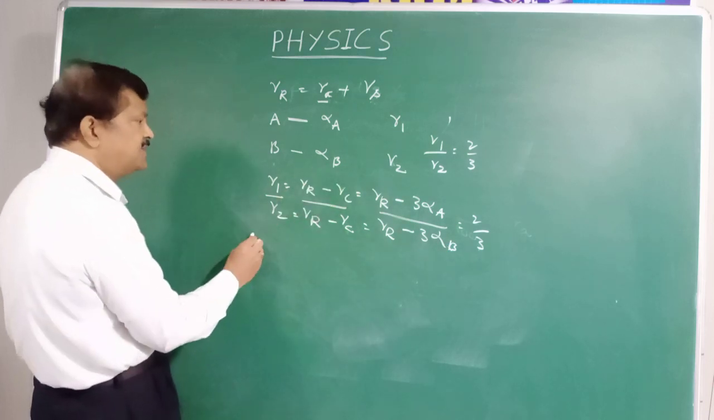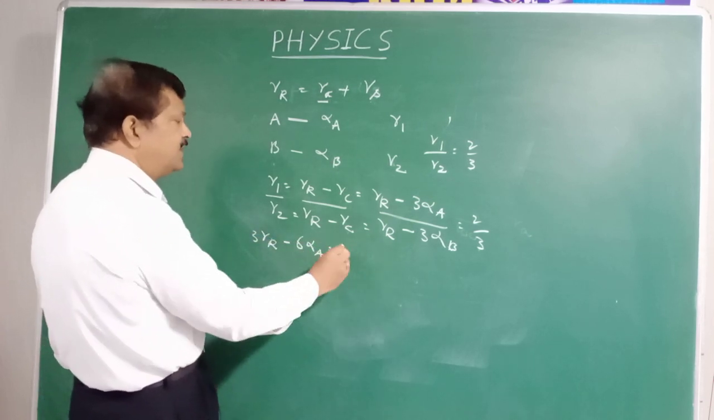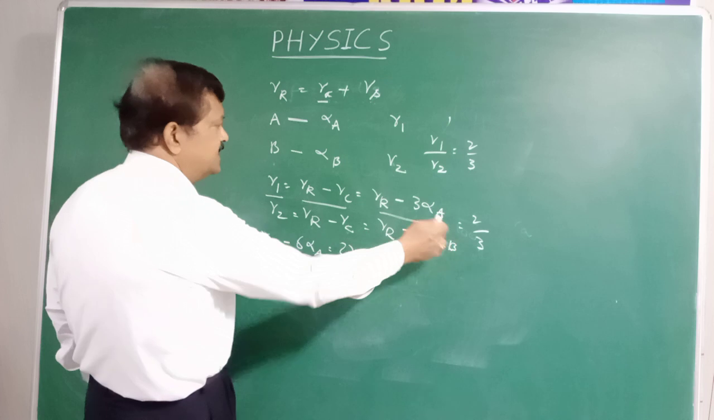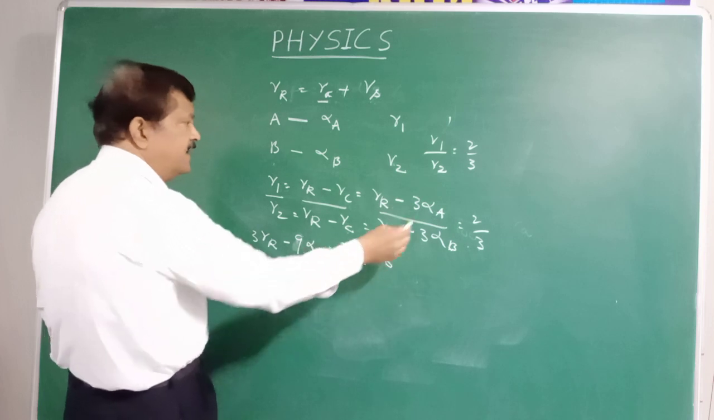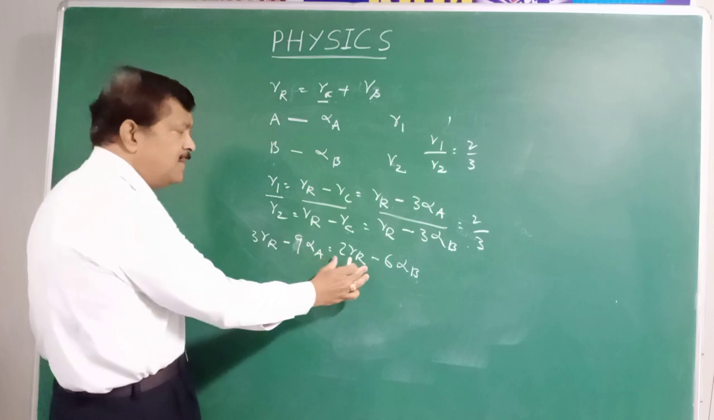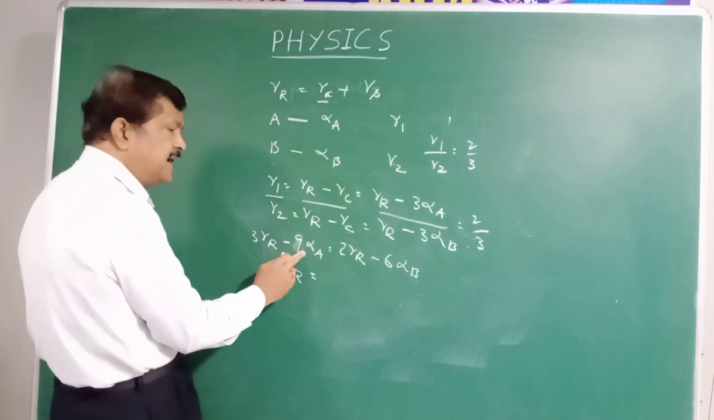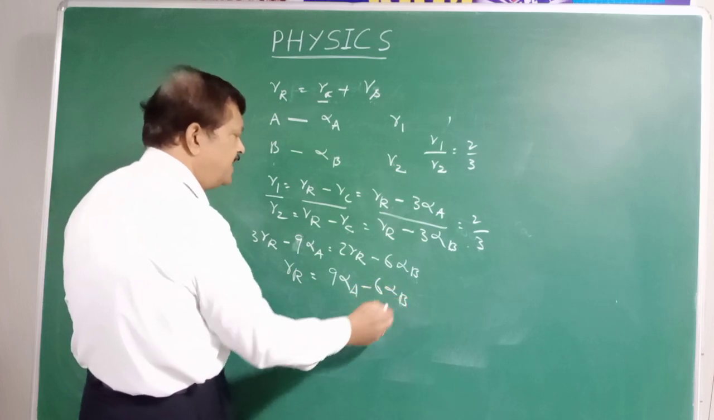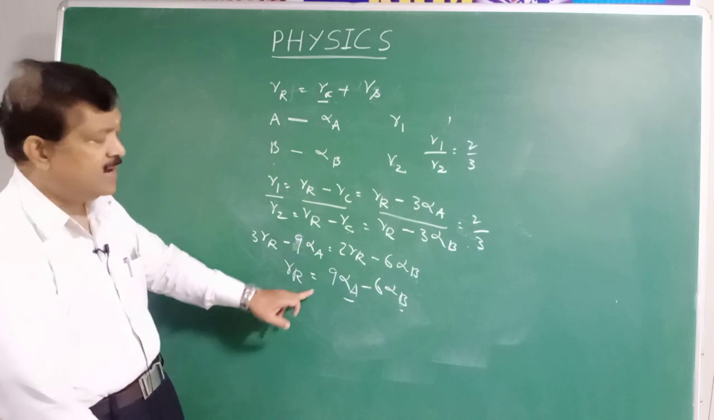If you take the cross multiplication, it is 3 of gamma R minus 6 alpha A, that will be equal to 2 gamma R minus 6, this is 3 into 3, 9 alpha B. So 3 gamma R minus 6 alpha A equals 2 gamma R minus 9 alpha B. We have 3 gamma R here, 2 gamma R here. Bringing this to this side, and taking the alpha term to the other side, it becomes gamma R equal to 6 alpha A minus 9 alpha B. So in terms of alpha A and alpha B, we can find the value of gamma R directly.